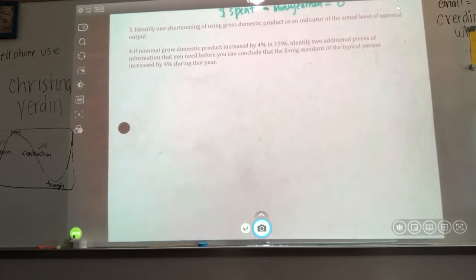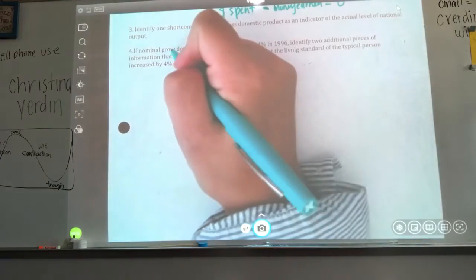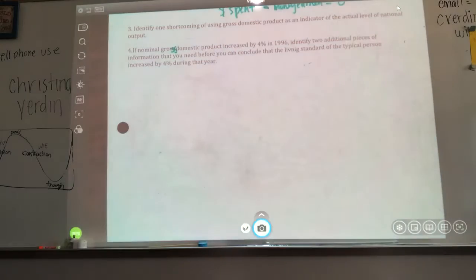Okay, so this next one says, if the nominal gross domestic product increased by 4% in 1996, identify two additional pieces of information that you will need before you can conclude that the living standard of the typical person increased by 4%.